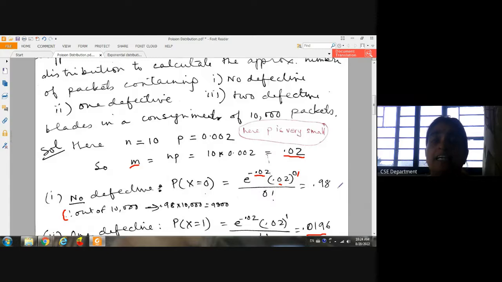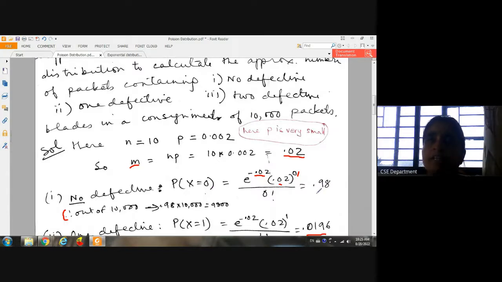So they are asking, in 10,000 packets, how many packets will have no defective? So now we know any single packet you pick up, the chance that it will have no defective is 0.98.